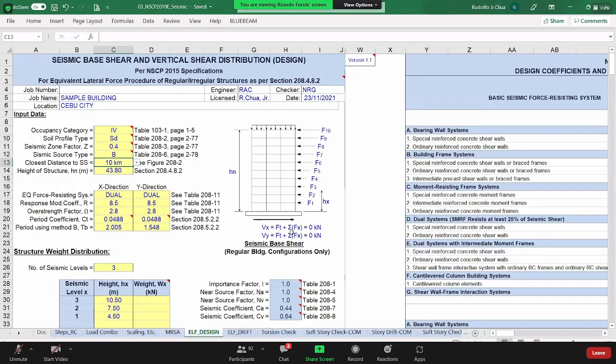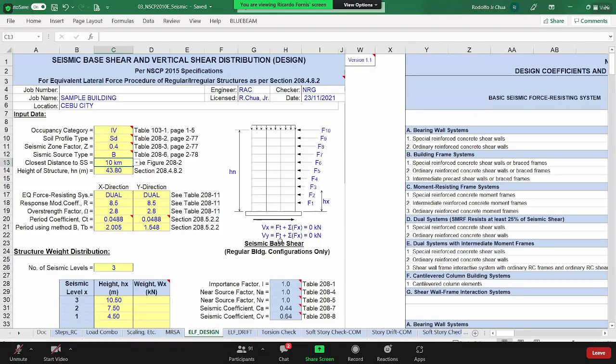So if you look at this diagram, you can see here a multi-level structure with seismic forces F1 to F10. As you can see, the forces are actually increasing, no? As you go up, as you go higher, the force is expected to increase. So you have a smaller F1 and a little bit larger F2, and then F10 is the largest force.